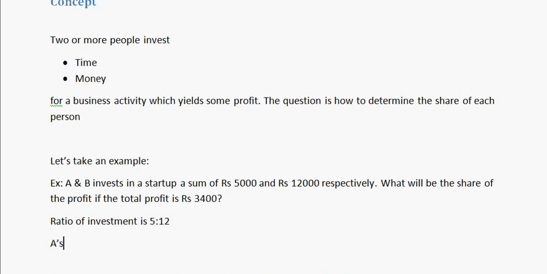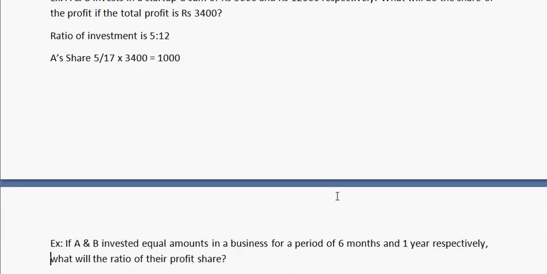So A's share would be 5/17, right? Multiplied by 3,400, right? Which comes out to be 1,000. B's share would be 3,400 minus 1,000, or 12/17 into 3,400, which comes out to be 2,400, right? So this is how we do an example where the investment is for the same period of time, right? There is nothing different for A and B. The time period is same for both A and B.